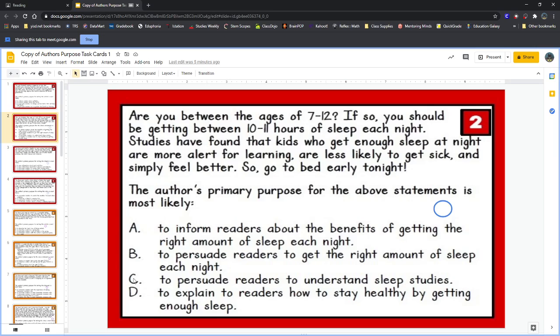So between those two answer choices, which one do you think would be a better one? A, to inform readers about the benefits of getting the right amount of sleep each night. Or D, to explain to readers how to stay healthy by getting enough sleep. Who can tell me, what would you pick? Bella?